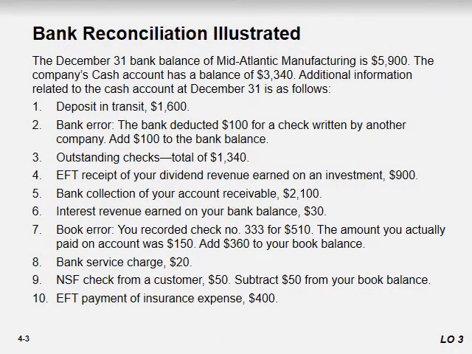Okay, let's understand how we can construct a bank reconciliation. There's the following illustration here. I just want you to pause the video and read the question by yourself, and at the end we solve it together. Okay, let's read the question together. So here is the illustration, and it says the December 31st bank balance of Mid Atlantic Manufacturing is 5900. So this is 5900, the bank balance. The cash account of the company has a balance of $3,340. The additional information is as follows.